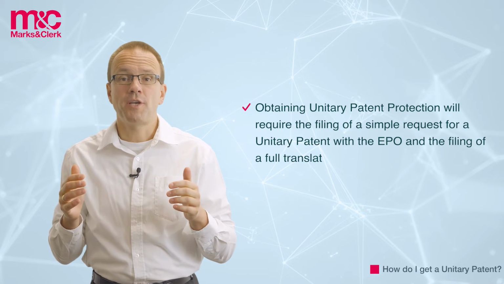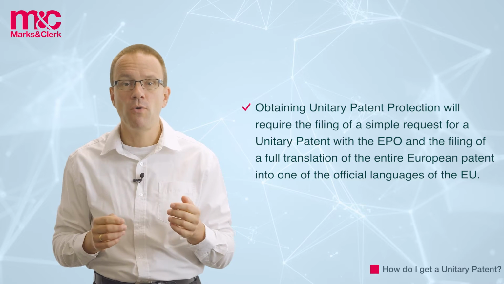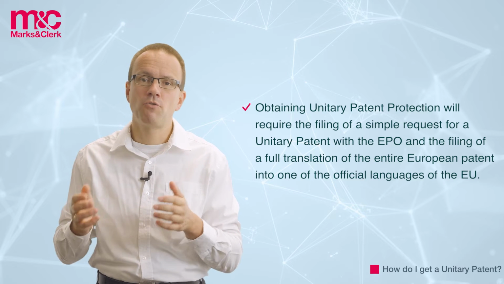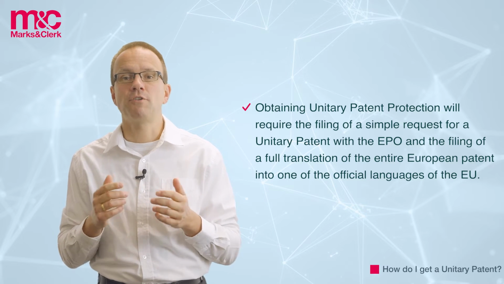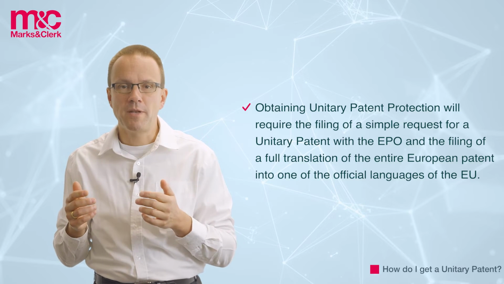Obtaining unitary patent protection will require the filing of a simple request for a unitary patent with the EPO and, for the next 6 years, the filing of a full translation of the entire European patent into one of the official languages of the EU. The deadline for completing this is 1 month from the mention of grant of the European patent.